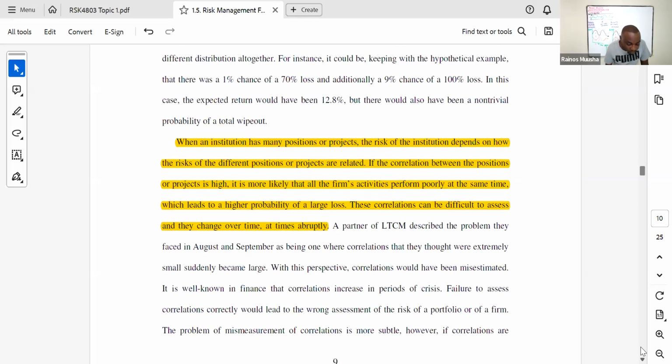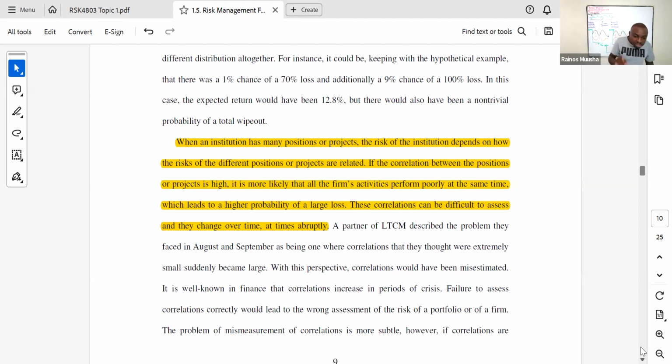Here they say, when an institution has many positions or projects, the risk of the institution depends on how the risk of the different positions or projects are related. So if the correlation between the positions or projects is high, it is more likely that all the firm's activities perform poorly at the same time, which leads to a higher probability of a large loss. These correlations can be difficult to assess, and they change over time, at times abruptly.